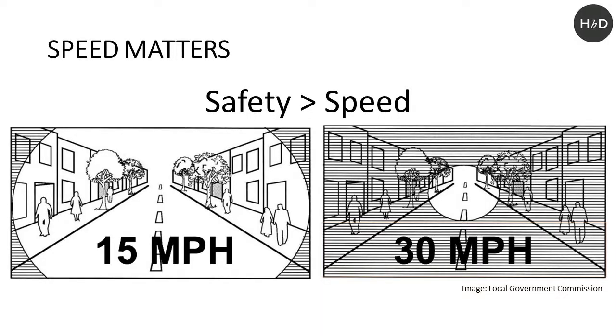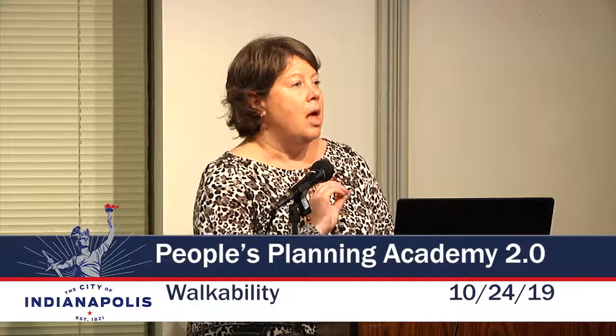Speed is critically important. We often hear people say, well, they just came out of nowhere, they jumped into the street. This image is showing you your cone of vision when you're driving 15 miles per hour versus 30 miles per hour. The faster you go, the narrower that field is. So you're not going to see someone who you would have seen if you were going 10 miles per hour slower. Speed is a critical matter, and how we design our streets influences speed more than anything else. It's not enforcement, it's not the signage, it's how the roadway is designed.